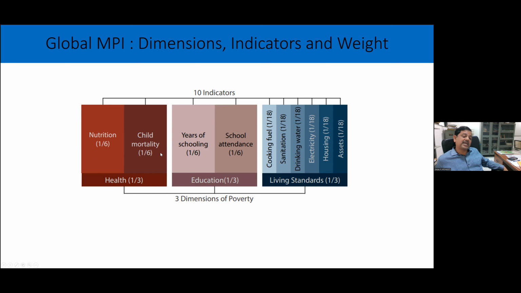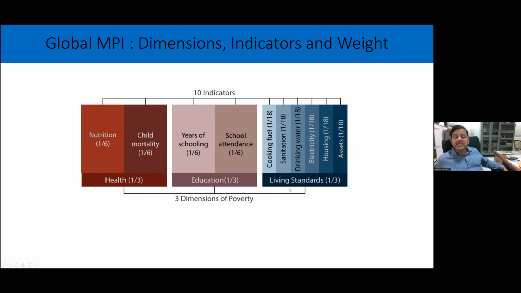Say nutrition and child mortality. So each of them gets an equal weight. So the weight assigned to the health indicators is 1/6 each. Now in the same way, since there are two variables under education, each gets a weight of 1/6.